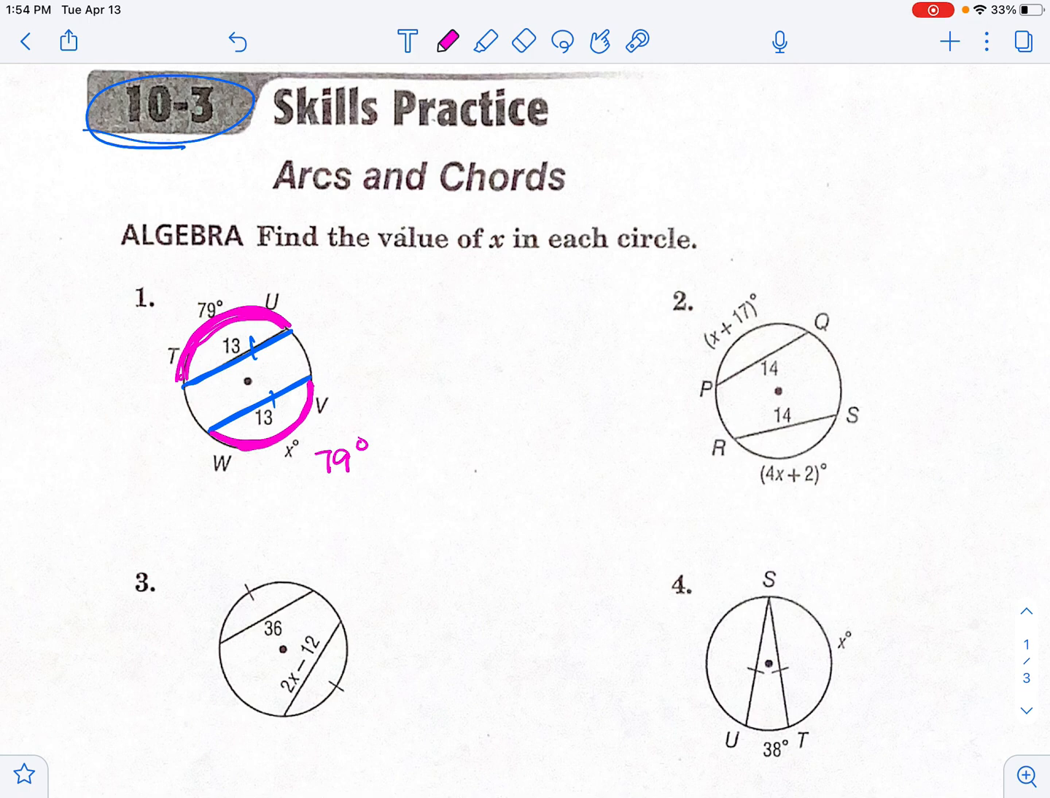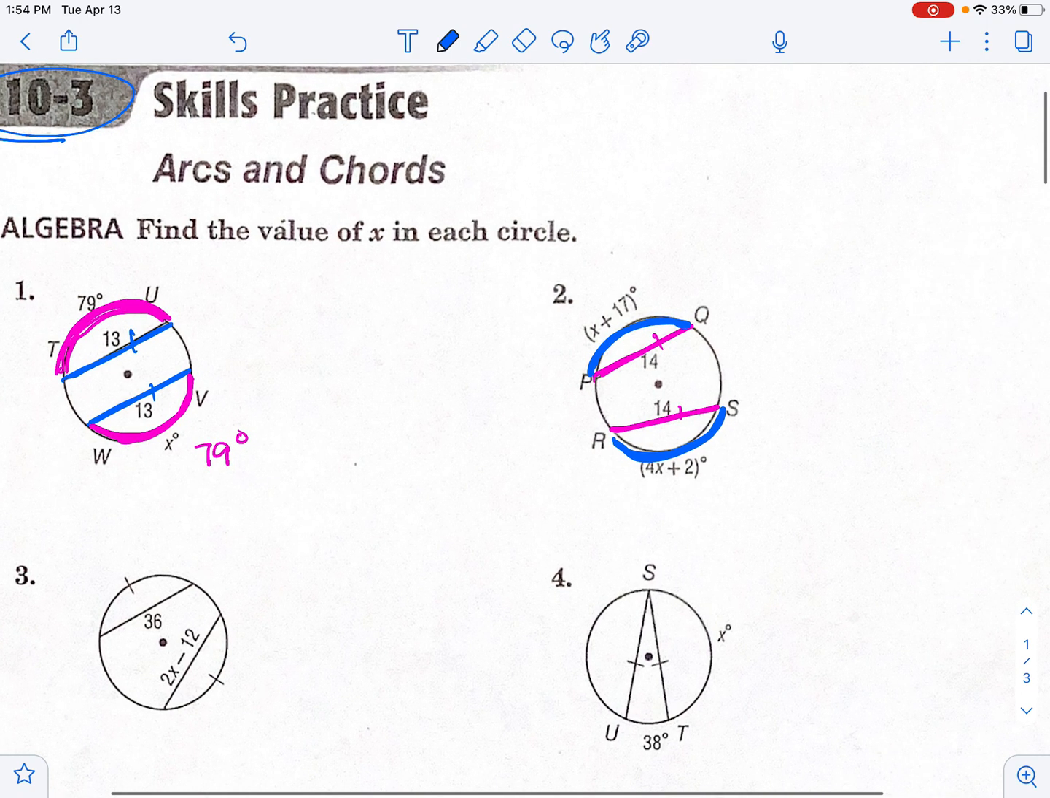For number 2, it's using the same theorem. So I see first that my chords are congruent. My chords are equal. That means that my arcs are going to be equal. And just because there are expressions doesn't mean it's going to change anything. That means I'm going to write x plus 17 is equal to 4x plus 2. And then you just solve this.